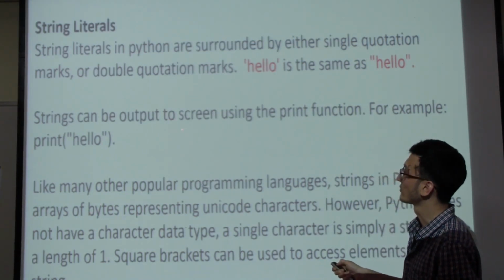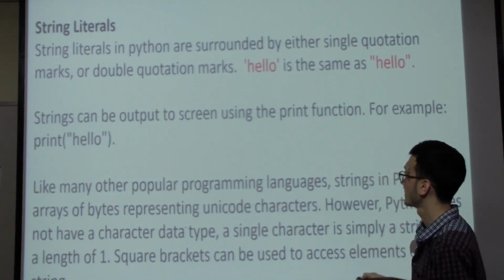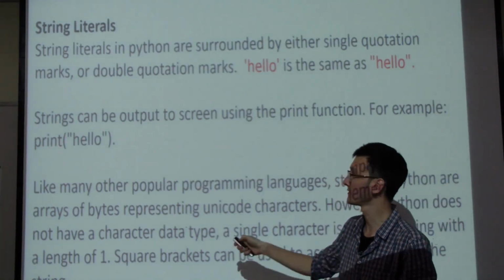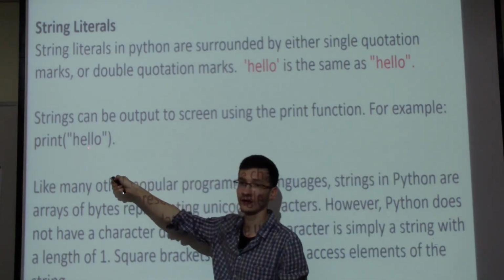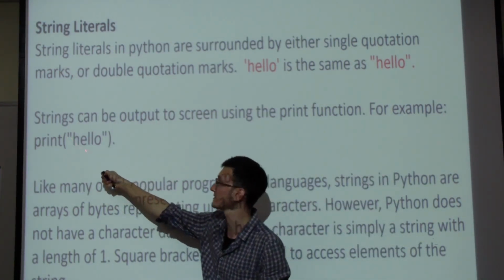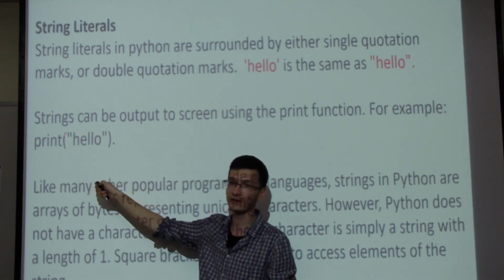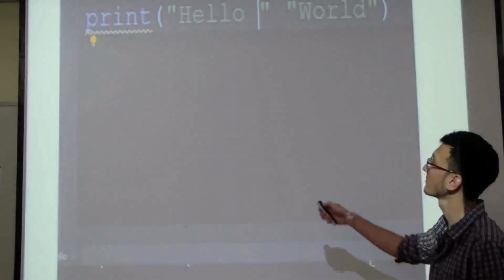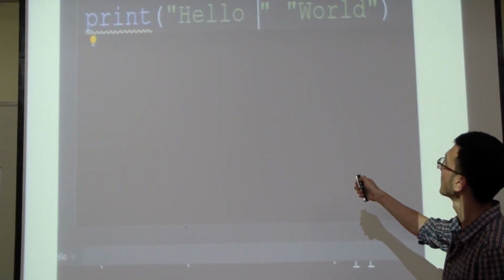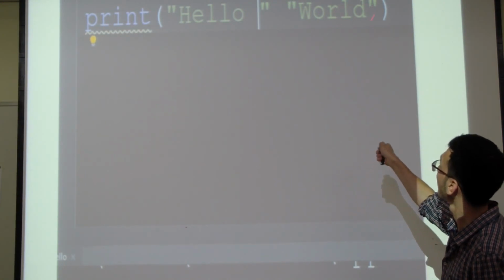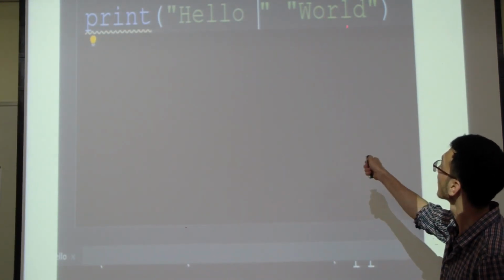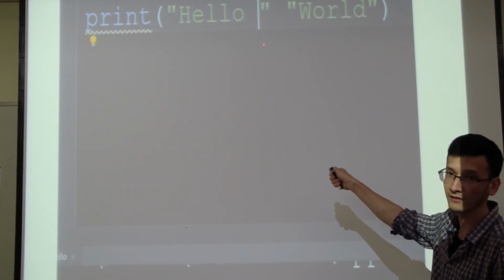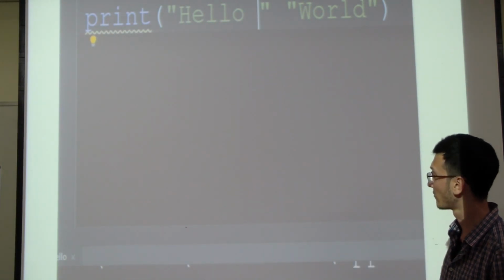Strings can be output to the screen using the print function. For example, print hello. If you use this print command and put here any value, for example, this string value, it will print it to the screen. For example, print hello world. Hello world. Now in the middle of the 2 strings we have nothing, but it works. Hello world.